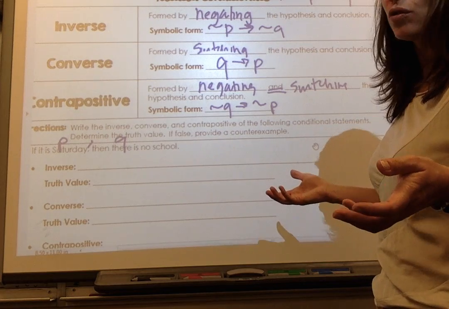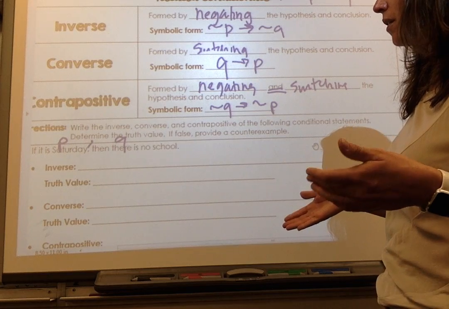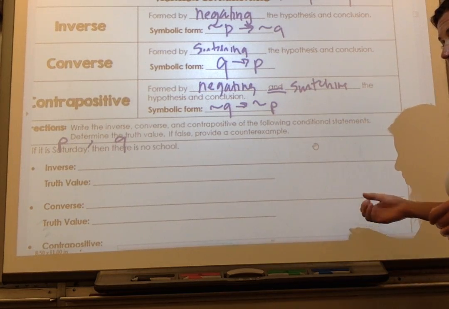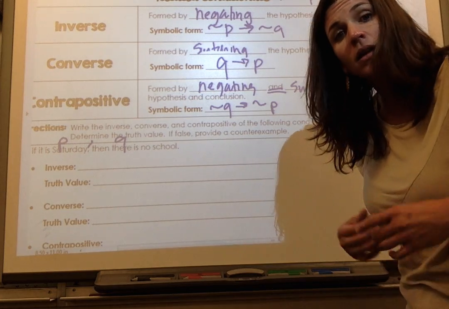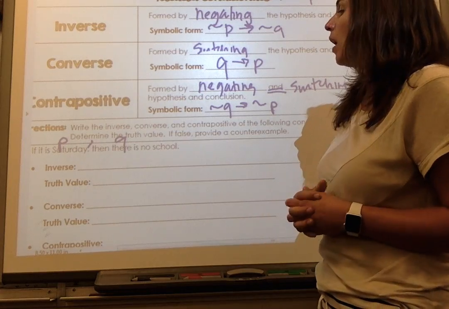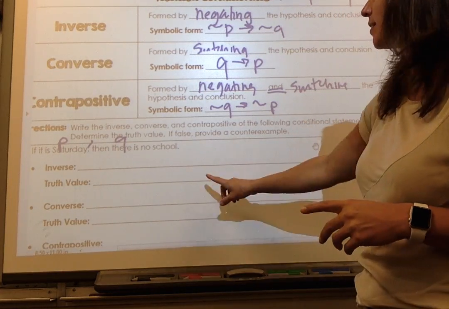Now, is that true? If it is not Saturday, then there is school. No, that is not true. Because there's Sunday. Sunday, we also don't have school. So the truth value there is false. And you would say Sunday.